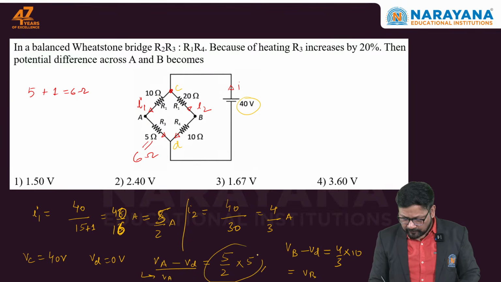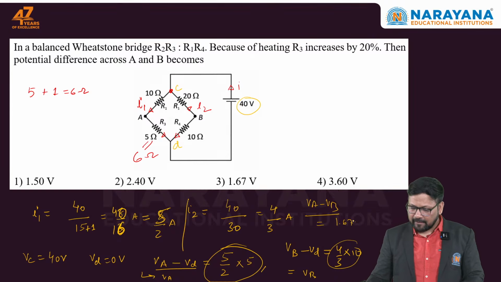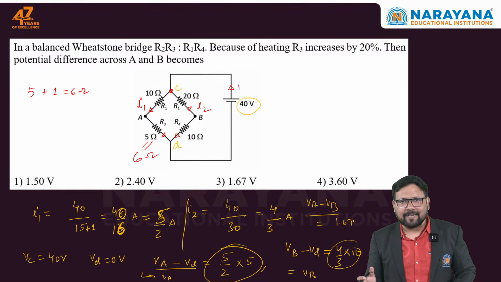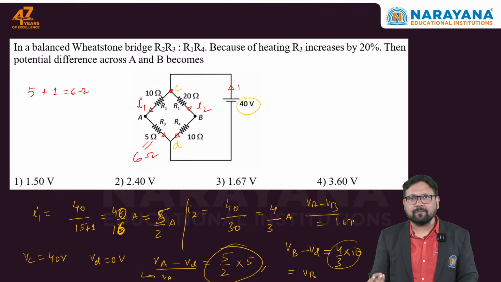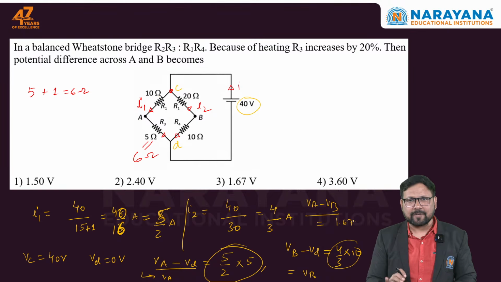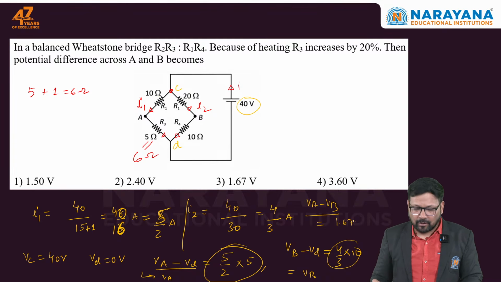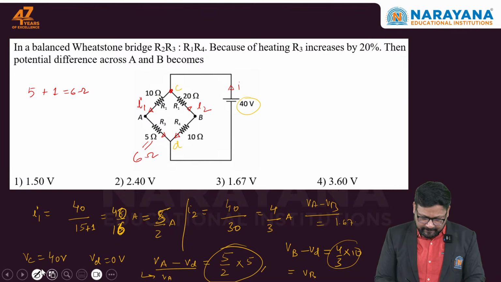Here this value will be VA, that value will be VB, and VA minus VB, when we calculate, we will get 1.67 as the answer. Okay. There is no sign. You can go with VA minus VB or VB minus VA, no option is negative or positive. Sign I'm not writing here, because no option is plus and minus. So this way we can solve. We can also use Kirchhoff's, but that is not required here. Coming to the next one.